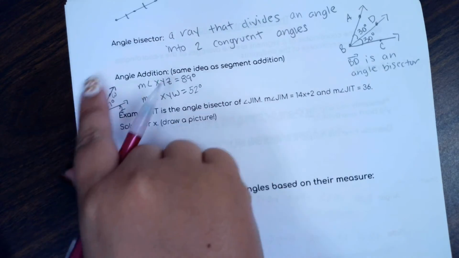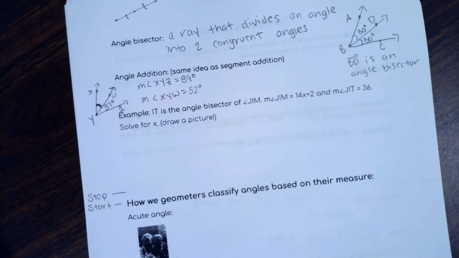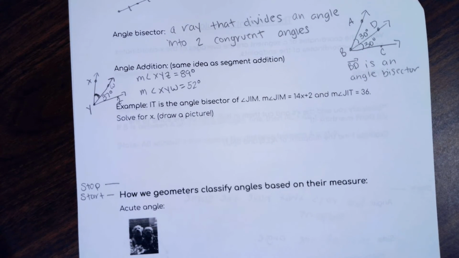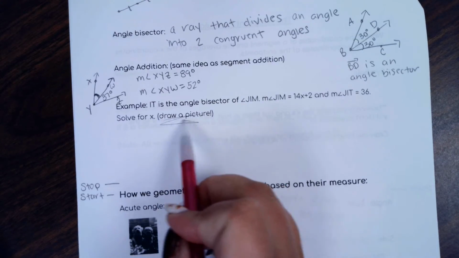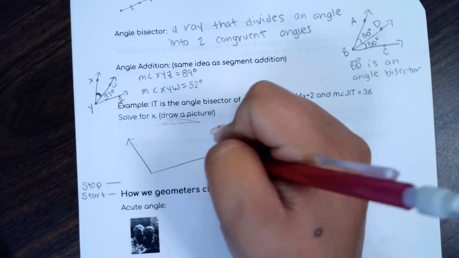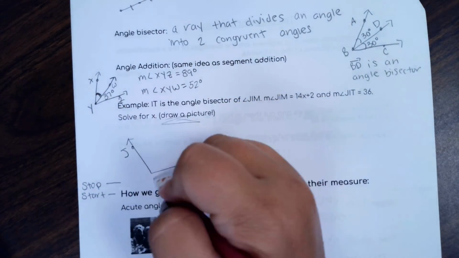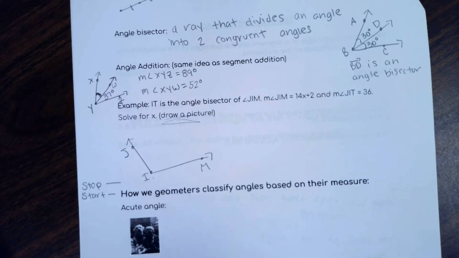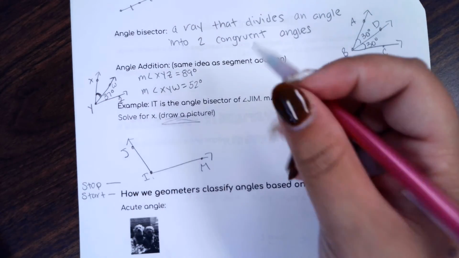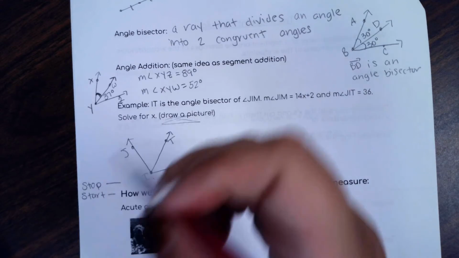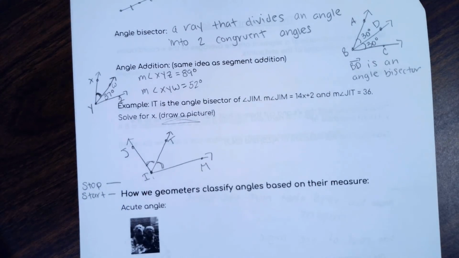So, of course, we're not just going to leave it at numbers. We're going to use expressions just like we did for segment addition. So, IT is the angle bisector of angle JIM. So, let's always draw a picture. So, we've got angle JIM. So, J, I, M. And IT is an angle bisector. So we've got that. And since it's being bisected, we know that those two angles are equal.